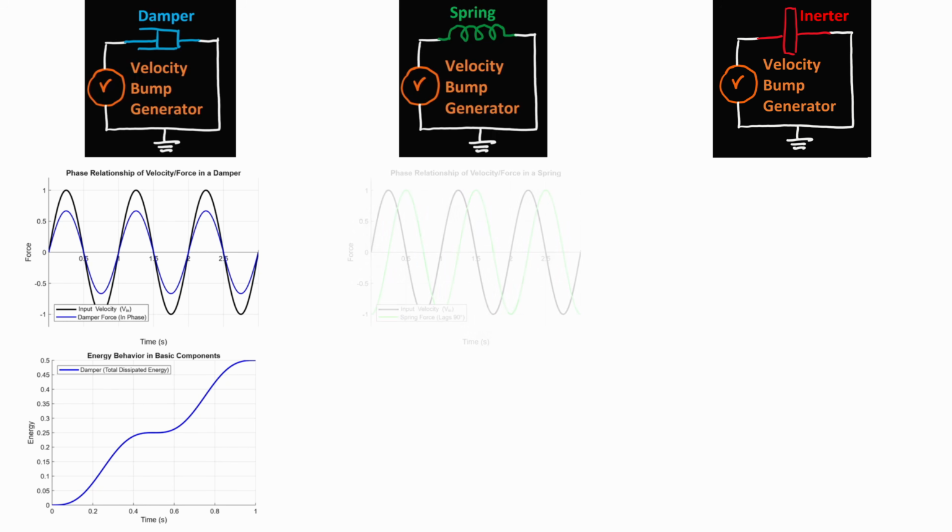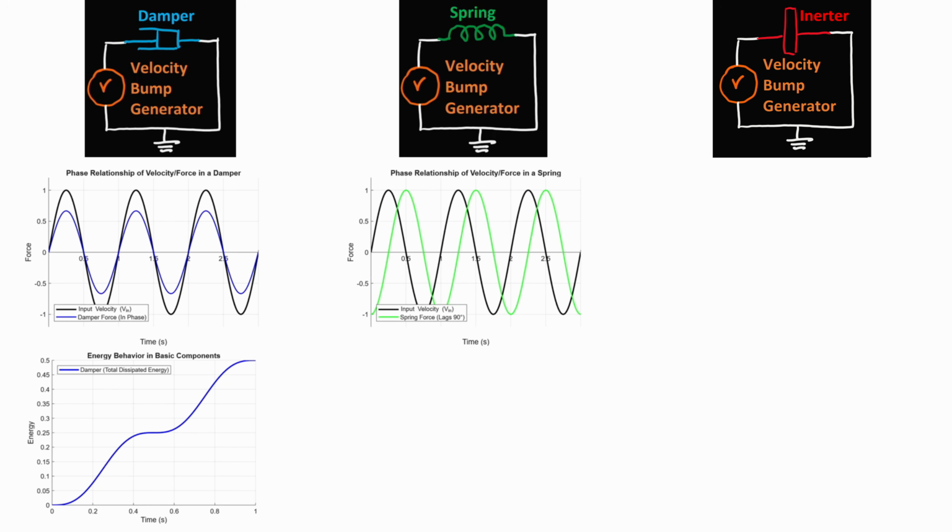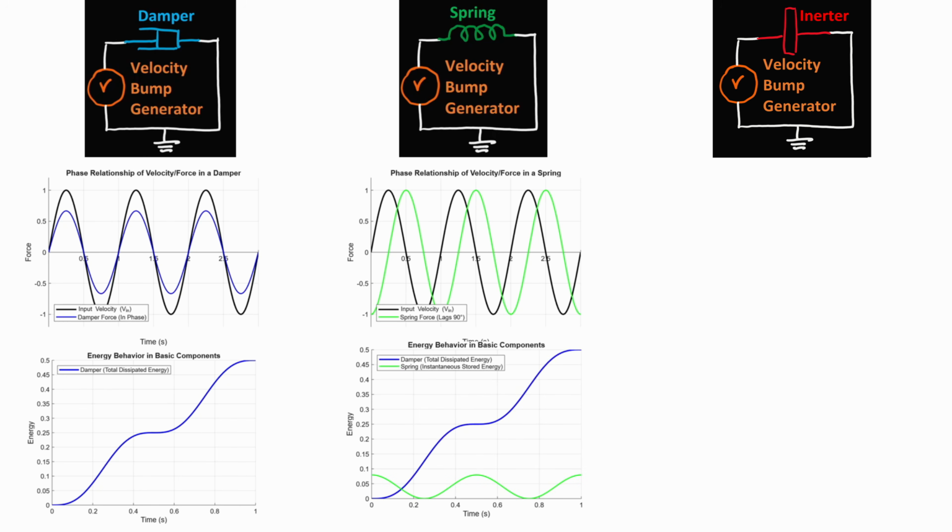Now we do the same for a spring. What do we notice? We see that the output sinusoid is shifted with respect to the input sinusoid. In particular, this shift is by 90 degrees, and so we say that the output lags by 90 degrees. Now we compute the energy dynamics of the spring, and we plot it in green on the same figure as the one of the damper, for comparison. We obtain the following plot. We see that the spring accumulates and releases energy periodically. In doing so, it never dissipates it.